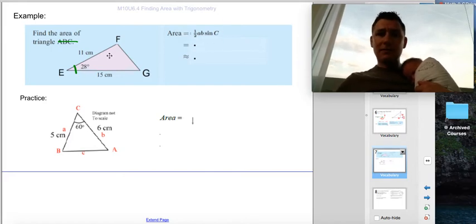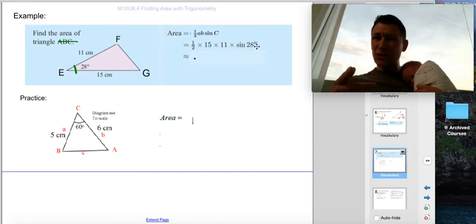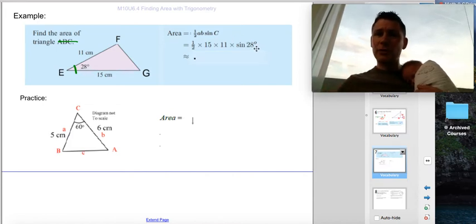So I'm going to take the pieces that we know and say, okay, this is 1/2, one of the sides, 15, the other of the sides, 11, times the sine of the angle between. Make sure your calculator's in degrees when you calculate sine of 28, and you should get 38.7.